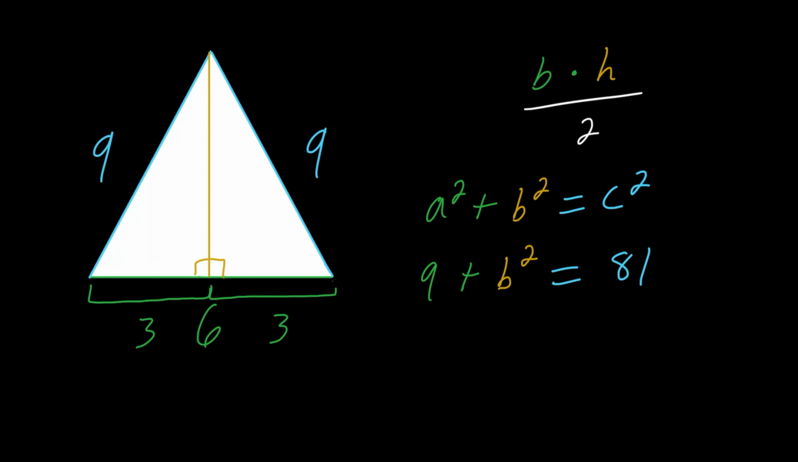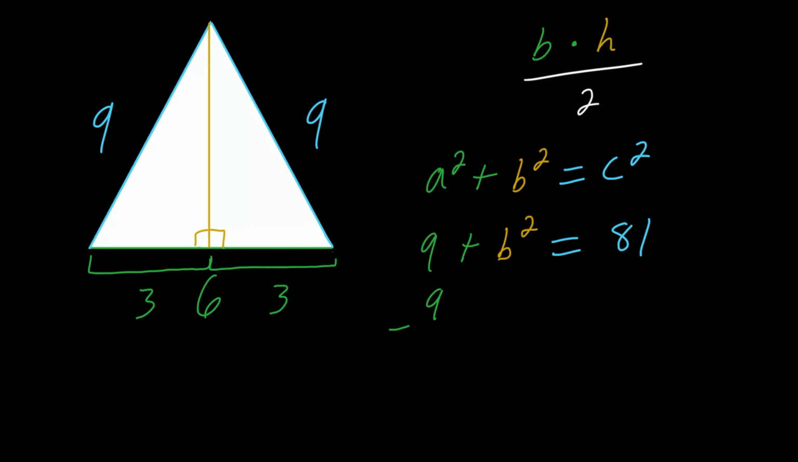Okay, now to isolate that b squared, we can subtract 9 from both sides. So let me do that. Minus 9, minus 9. And we are left with b squared equals 72. So write that in. b squared equals 72. Now we still need to square root both of these sides, so let's take the principal root of that. And we're going to get the principal root of 72, assuming that our answer is going to be positive instead of negative.